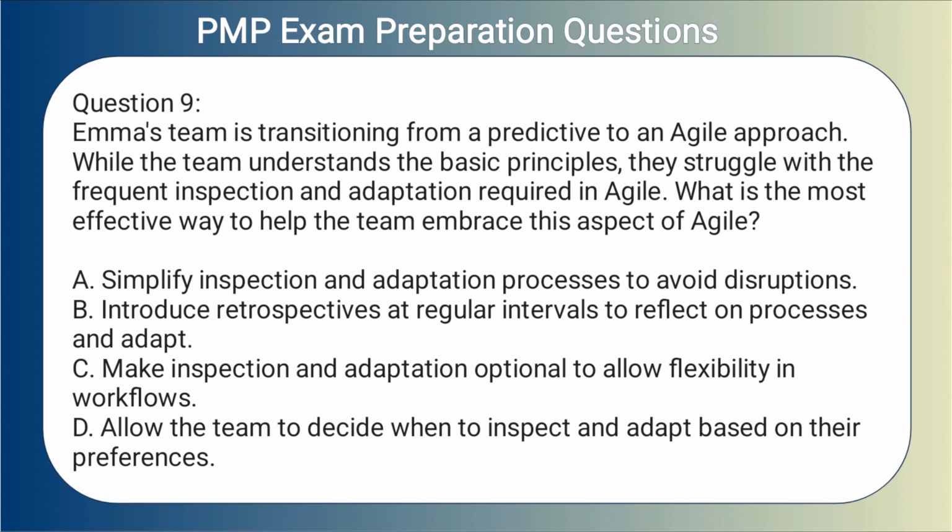A. Simplify inspection and adaptation processes to avoid disruptions. B. Introduce retrospectives at regular intervals to reflect on processes and adapt. C. Make inspection and adaptation optional to allow flexibility in workflows. D. Allow the team to decide when to inspect and adapt based on their preferences.